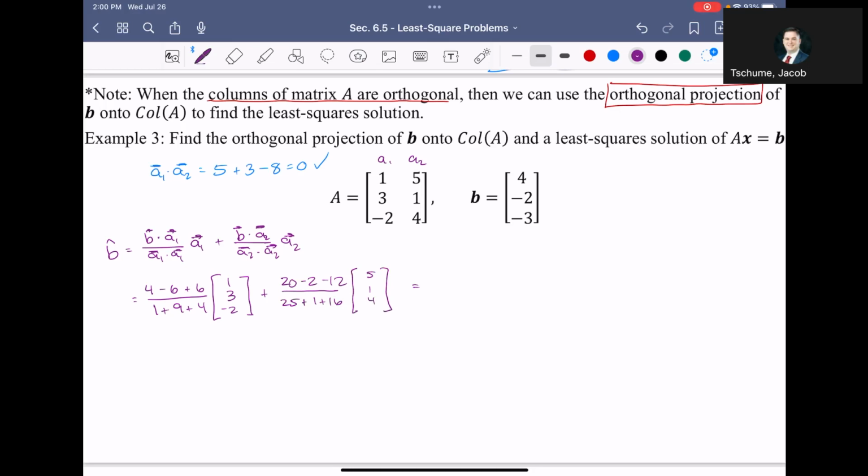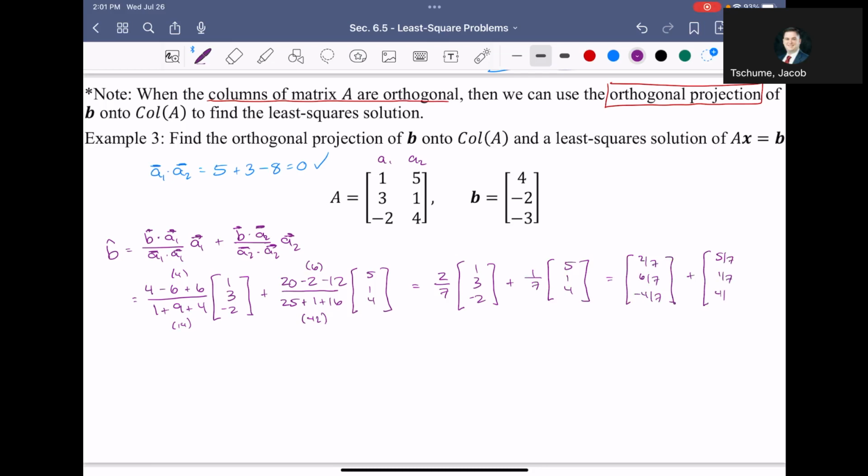All right, so if we simplify this, that first one's going to end up being 4 on top and 14 on the bottom. So that becomes 2/7 times my first vector. The second is going to end up being 6 on top and 42 on the bottom. So that's 1/7 times my second vector. So multiplying through by my coefficients, that's going to be 2/7, 6/7, and -4/7, plus my last vector, which is 5/7, 1/7, and 4/7.